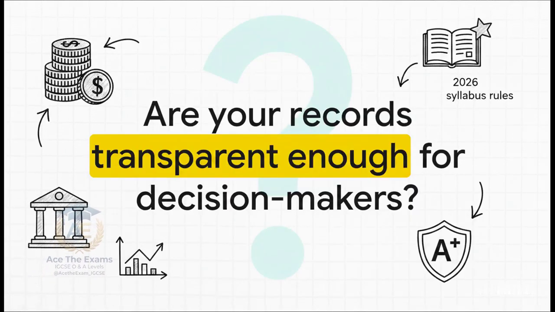To wrap up our whiteboard explainer today, I really want to leave you with a real-world thought. Think about this. Are your final financial records transparent and accurate enough to guide the massive decisions made by banks, owners, and tax authorities? When you sit down for that exam, remember that you aren't just pushing numbers around on a page. You are proving the integrity of a real business. Keep your logic clear, follow those 2026 syllabus rules to the letter, and that A-star will absolutely be yours. Happy studying!